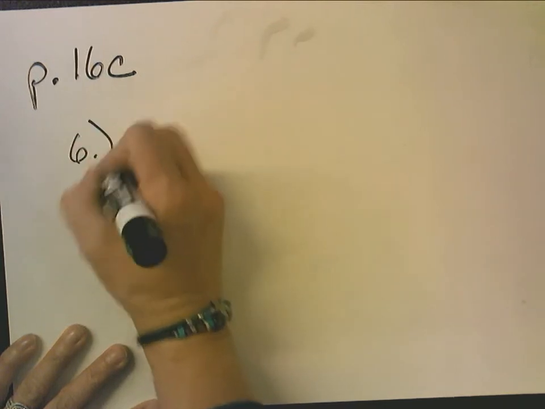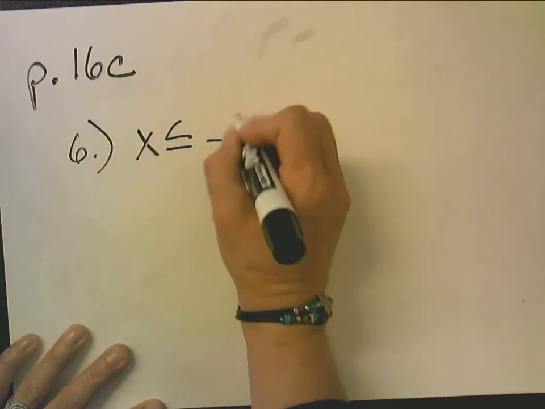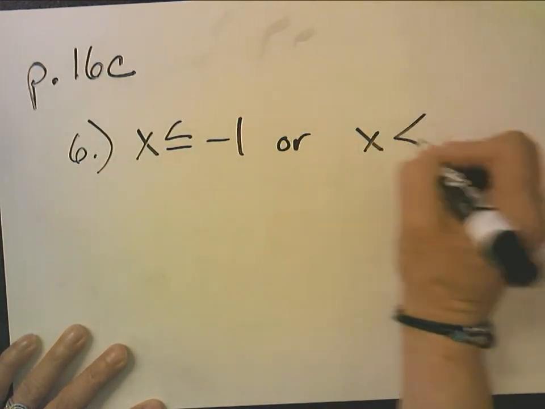So where a compound or inequality might be all real numbers, it's very unusual for it to ever be no solution. Where an and inequality would be very unusual to have all real numbers, an and inequality might have no solution. Now, number 6, x is less than negative 1 or x is less than 3.